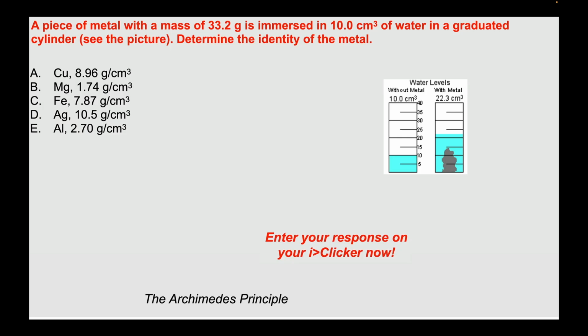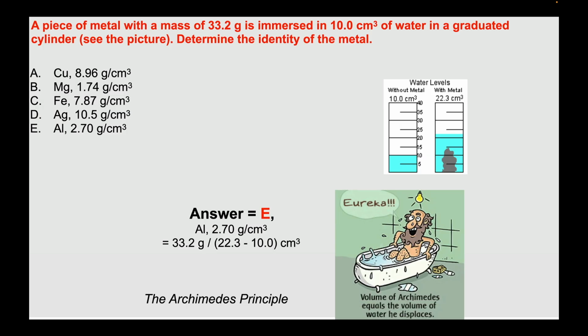So in this case, the volume of the metal, we're not going to do length times width times height. We're going to do 22.3 minus 10 to get 12.3 centimeters cubed. That's the volume of the metal. And we have the mass of the metal. So the density of the metal, mass over volume, 33.2 divided by 12.3, the density comes out to be 2.70 grams per centimeter cubed. And if you look at that table there, then it's going to be answer E. We have a piece of aluminum.